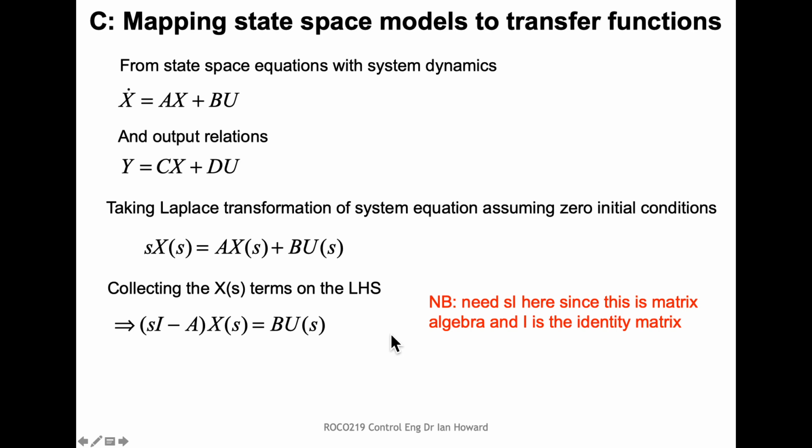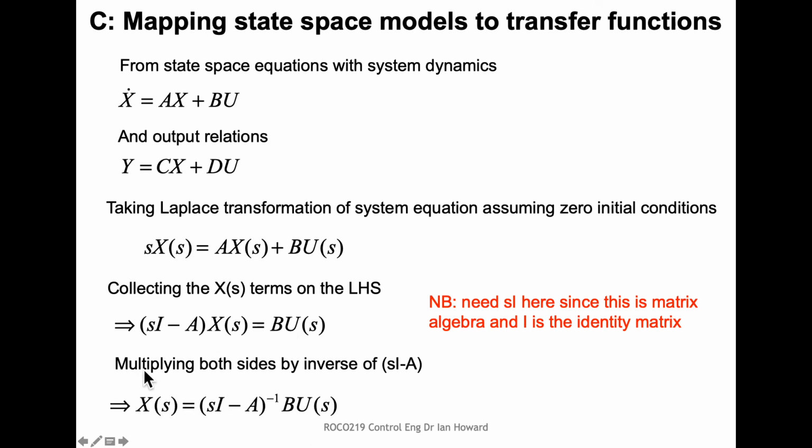Next thing we want to do is get X(s) onto the left-hand side, and we can't just divide through by sI minus A because it's a matrix expression. But what we can do is multiply both sides by the inverse, and that way the inverse of this multiplied by itself goes to the identity, so we can forget about it, and then we've got the inverse appearing on the other side. So what we say is now X(s) equals (sI minus A) inverse, all of that times B U(s). Okay.